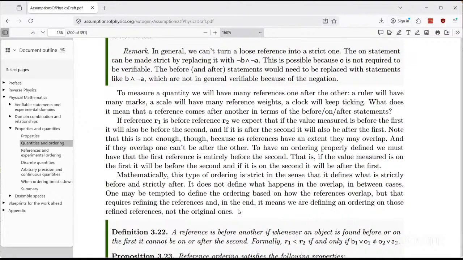And if they overlap, one can be after the other. To have an ordering properly defined, we must have that the first reference is entirely before the second. That is, if the value measured is on the first, it will be before the second, and if it is on the second, it will be after the first.